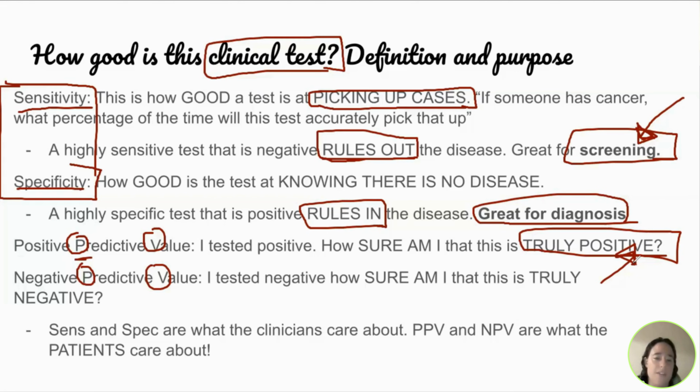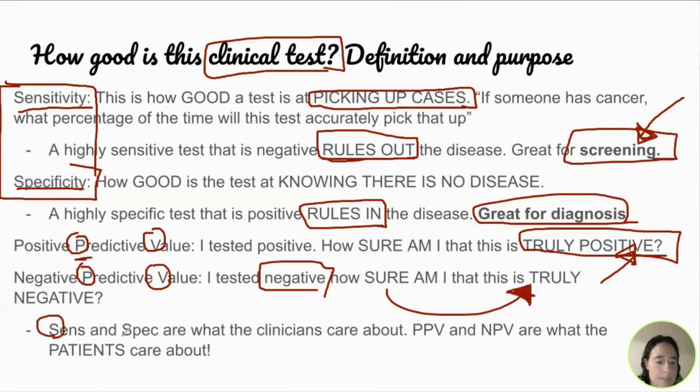So this is what the patient cares about. A test told me I have this disease. Doctor, are you sure I have this disease? And the negative predictive value, the other: I tested negative. How sure am I that this is truly negative? So I did a test that tells me that I definitely don't have cancer. Can I be absolutely 100% certain that I really don't have cancer and I don't need to seek any further diagnosis or treatment?